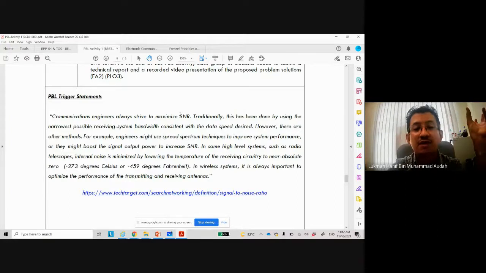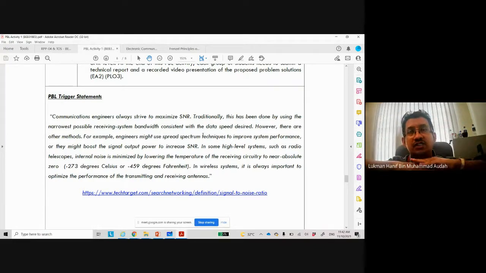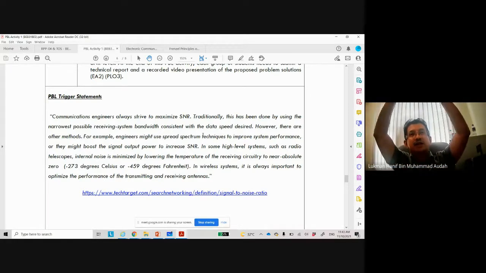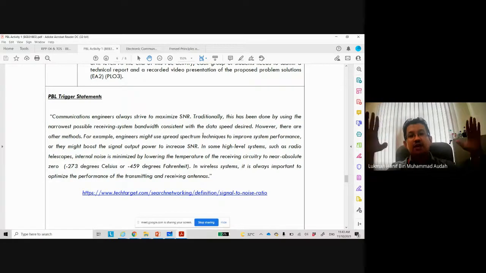If you increase the bandwidth, you're going to increase the noise, but there must be a solution to reduce it. Perlu ada solution untuk reduce noise tersebut. However, there are other methods. For example, engineers can use spread spectrum techniques to improve the system performance, or they might boost the signal output power to increase the SNR. So sama ada kita taburkan noise pada bandwidth yang lebih besar, daripada noise power yang besar kita agihkan kepada spektrum yang lebih besar, ataupun kita boleh increase the signal power menggunakan amplifiers.